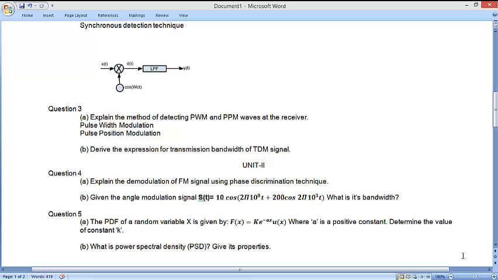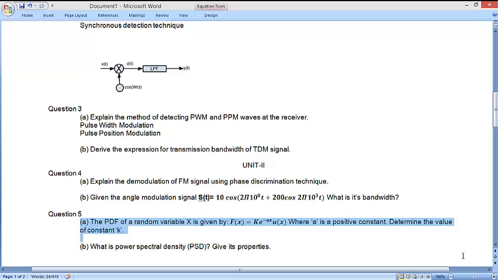Moving on to question 5, part A: the PDF of a random variable x is given by f_X(x) = k e^(-ax) u(x), where a is a positive constant, and determine the value of the constant k.